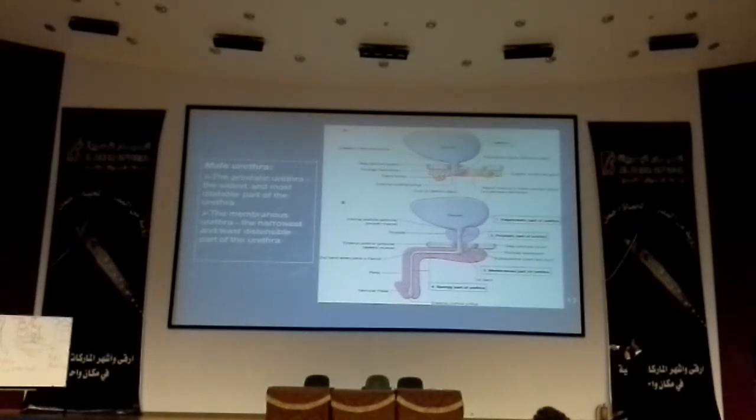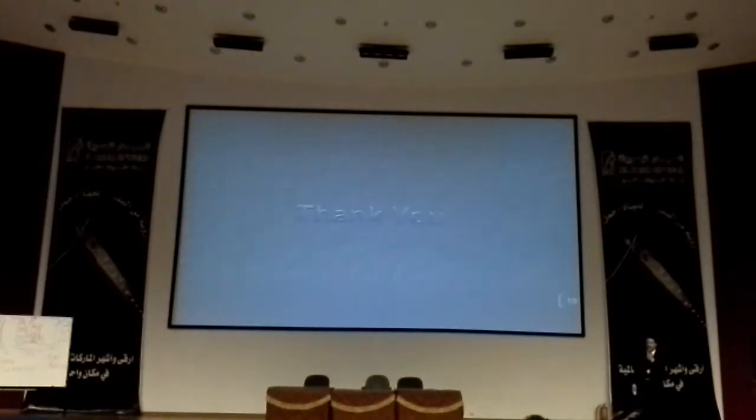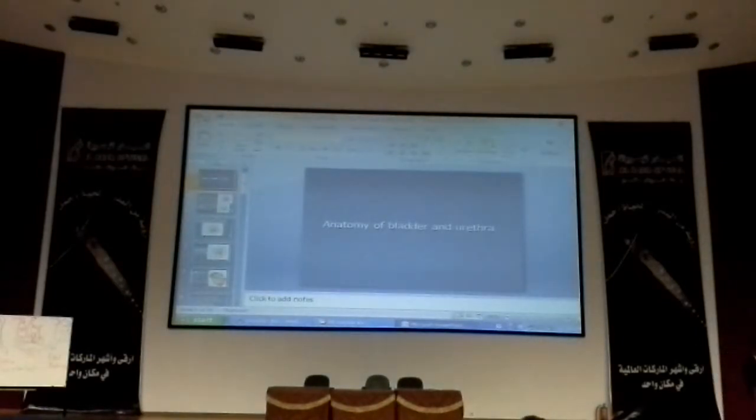Now, what about the urethra again? Three parts: the prostatic urethra, the membranous urethra, and the penile or spongy urethra. This is the third part of the urethra. Next, please. That's it. This is about the urinary bladder.